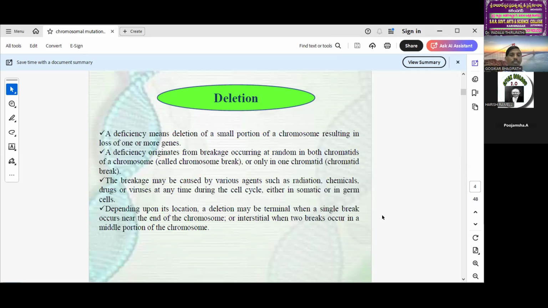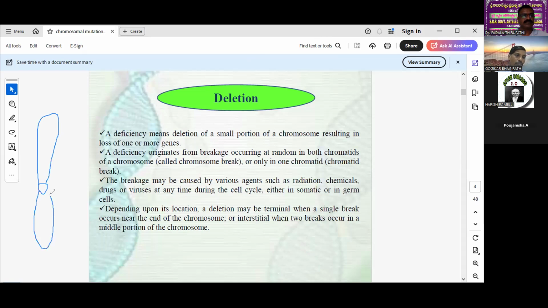So what is meant by deletion? Deletion we can call deficiency also. It is the deletion of a small portion of a chromosome, resulting in loss of one or sometimes more genes. For example, we can draw a diagram of a chromosome, and based on that we can easily explain. This is the centromere, and these are the two arms of the chromosome.